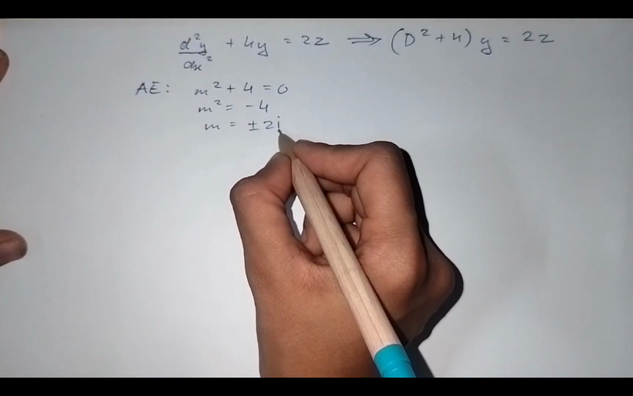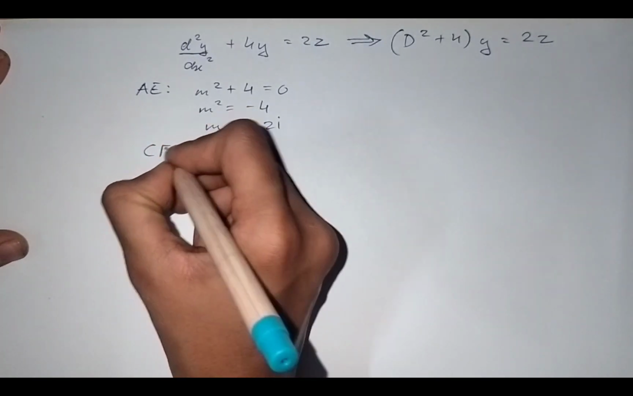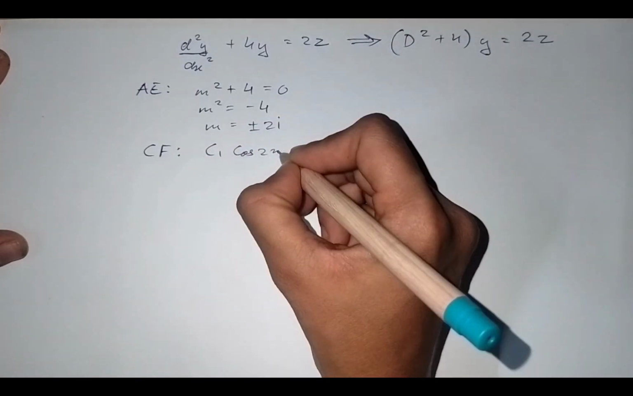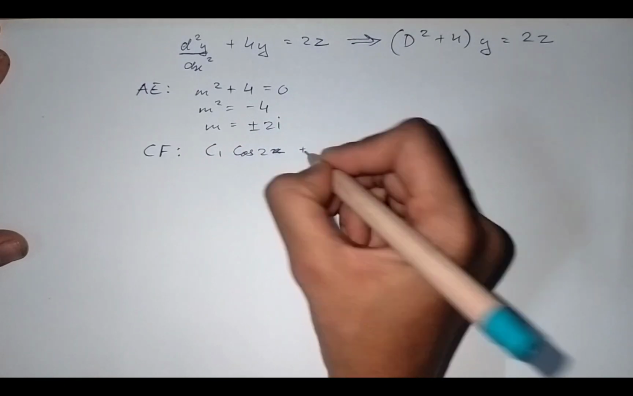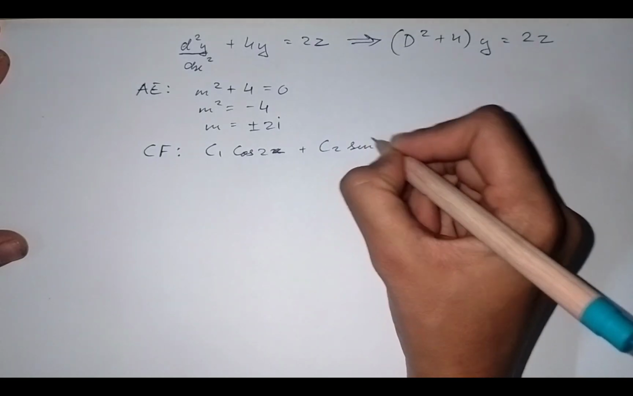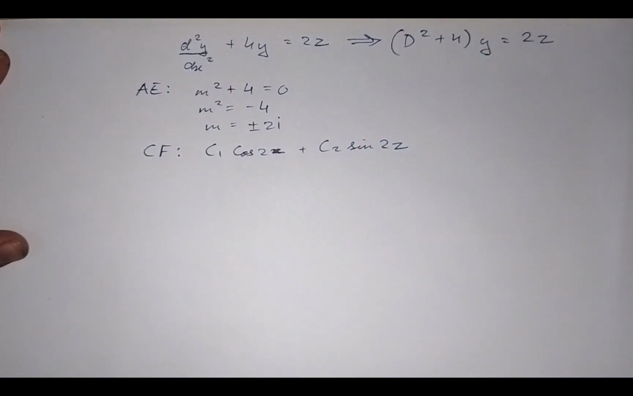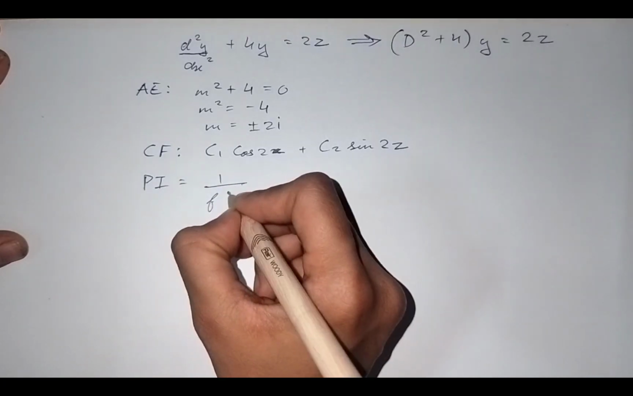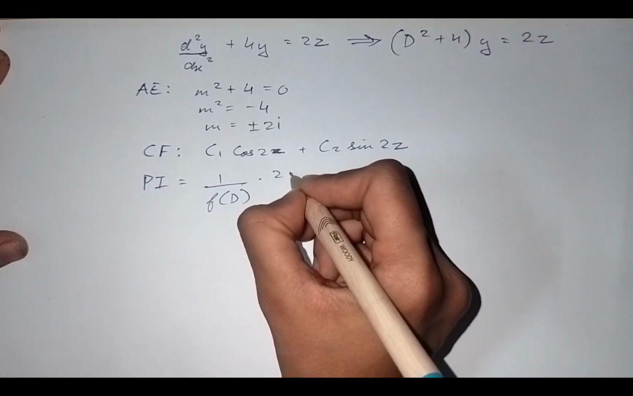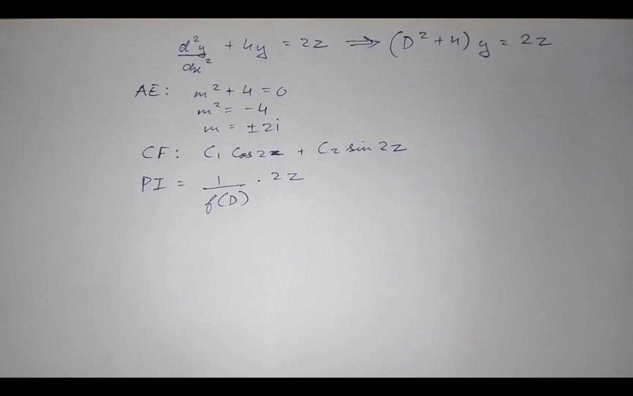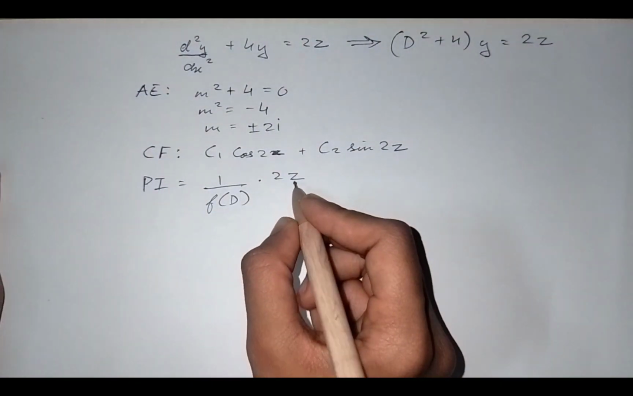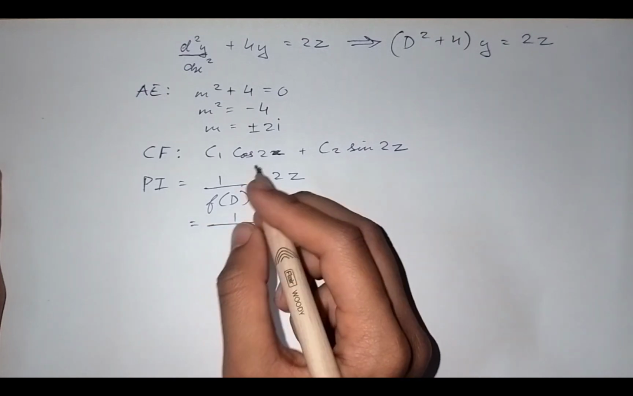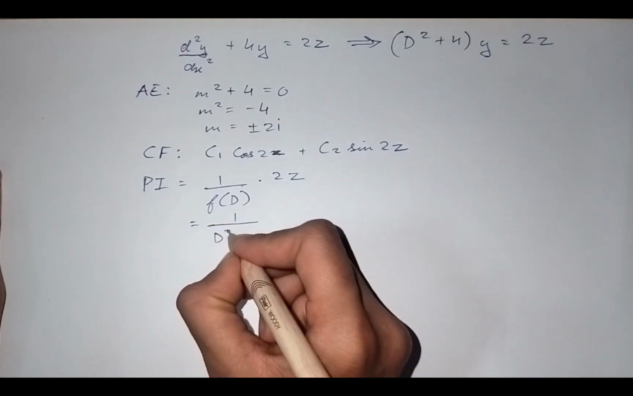Since the auxiliary equation has a complex number, we get our complementary function as c1 cos 2z plus c2 sin 2z. Now finding our particular integral, we can write it as 1 by f of D into 2z. In this method, to find the particular integral for 2z, we write the equation of D, that is D square plus 4.